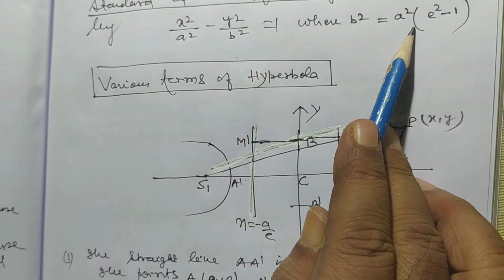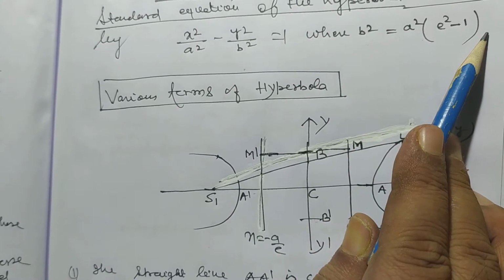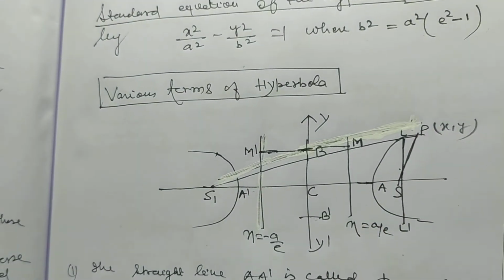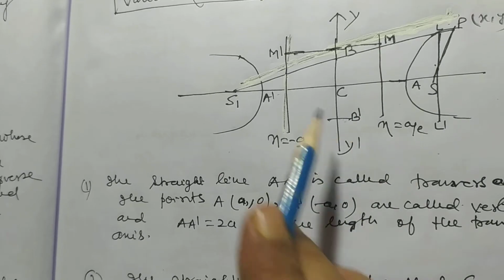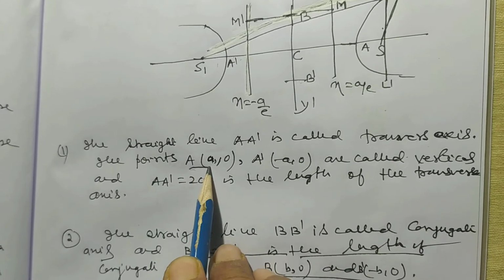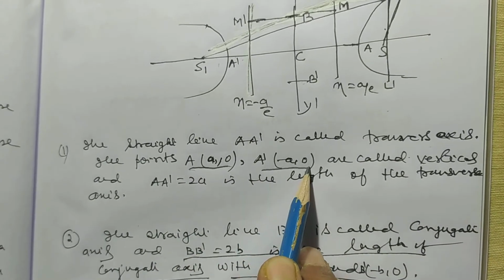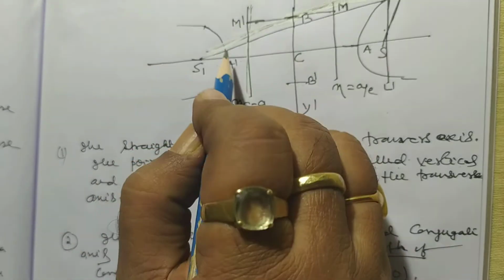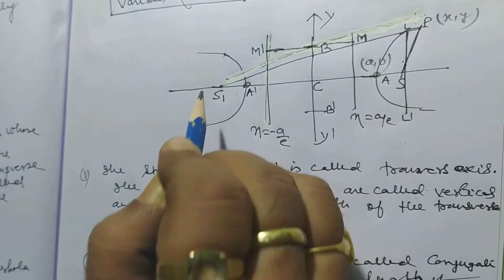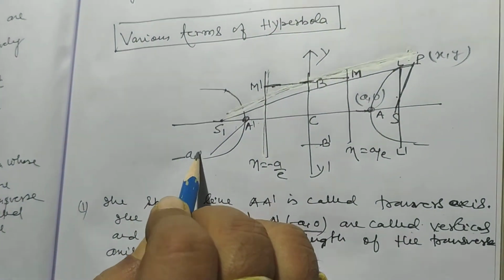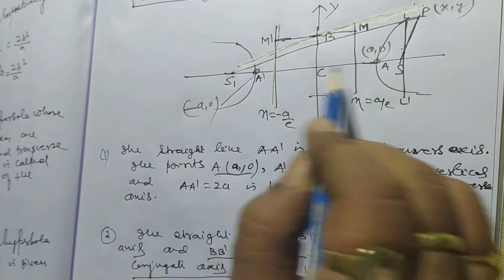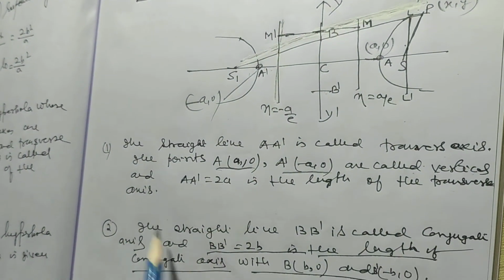b square is equal to c square minus a square here. The straight line AA dash is called the transverse axis. The points (a, 0) and (minus a, 0) are called the vertices of the hyperbola. The coordinates are (a, 0) and (minus a, 0), and AA dash is 2a, the length of the transverse axis.